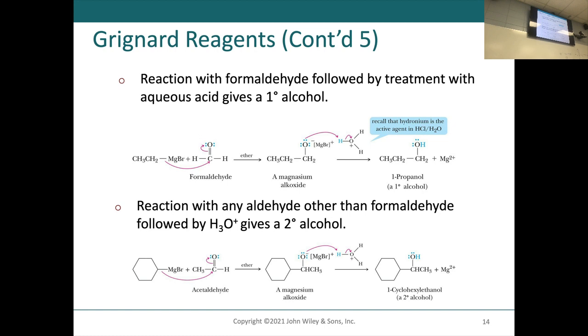What is that organic product? What's the functional group? It's a hydroxyl group, and we call that an alcohol. So what did we just do? We converted an aldehyde into an alcohol. How did we make alcohols before in this class?